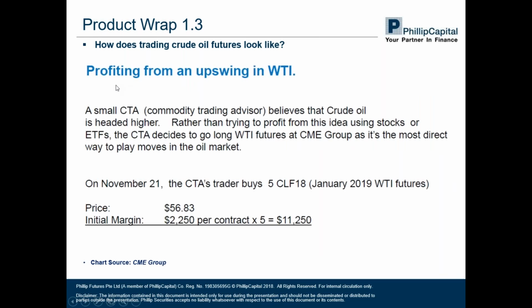So, for example, you want to do a swing trade, you want to profit from an upswing in WTI, you have a view. So you decide not to use stocks or ETFs, you decide to go long as you want to go straight and trade the market. So, for example, you purchase 5 contracts of WTI in January that is due to expire in December, in this case. You have an initial margin of 11,250. So that is what you have to have installed before you can initiate the position. And the price of the crude is at 6.83.